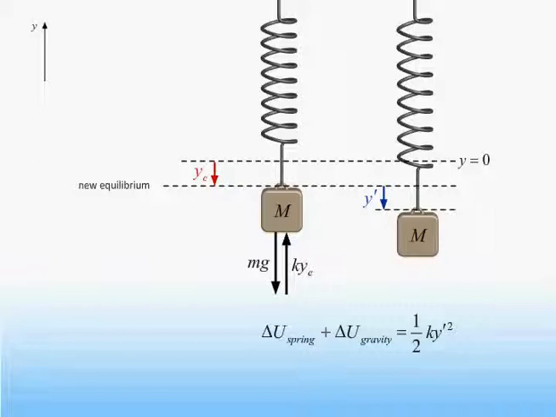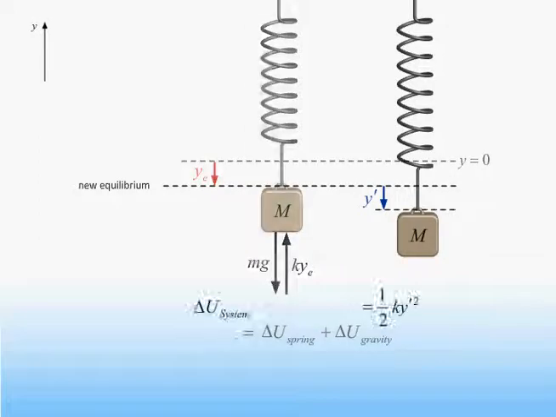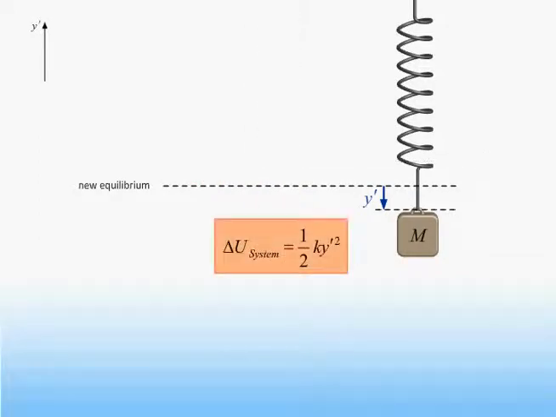that the sum of the change in the potential energy due to the spring and the change in the potential energy due to gravity, in other words, the change in the total potential energy of the system, is just equal to plus 1/2 k y prime squared. The beautiful bottom line here is that the change in potential energy of masses hanging from vertical springs has the same simple formula as masses attached to horizontal springs, just as long as we measure the length of the spring relative to its equilibrium length in both cases.